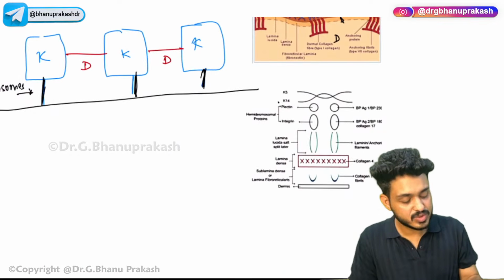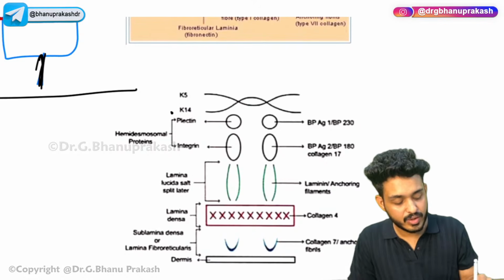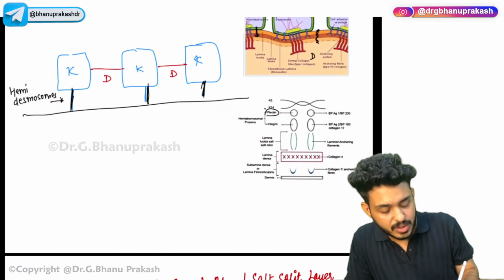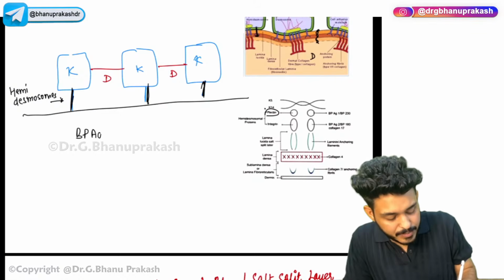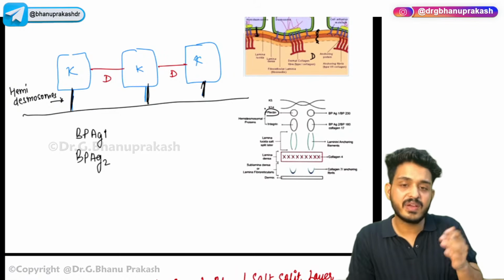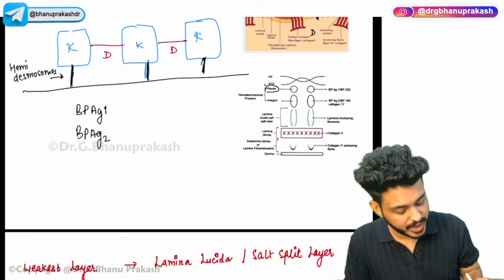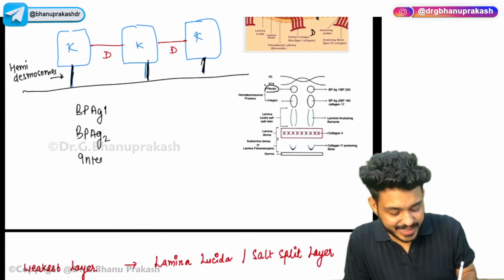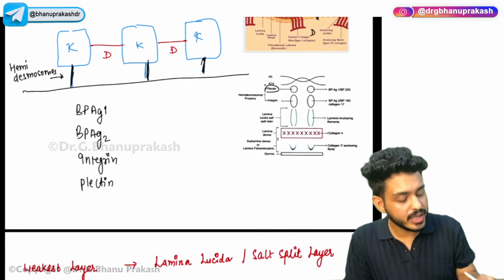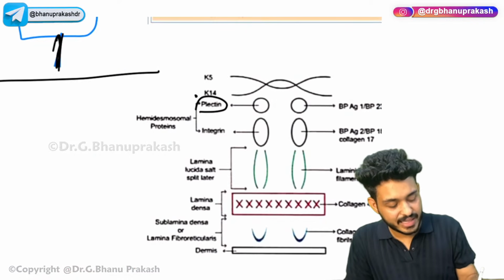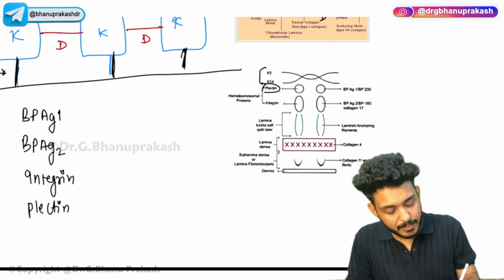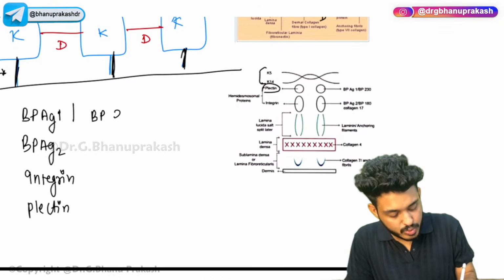What are the hemidesmosomal proteins that you have to remember? You can remember plectin, integrin, BPAG1, BPAG2. Most important, I will be writing for you, BPAG1 and BPAG2, bullous pemphigoid antigen. You can remember it like that. We also have K5, K14. I will be telling you the disorders. Just remember BPAG1 is known as BP230.